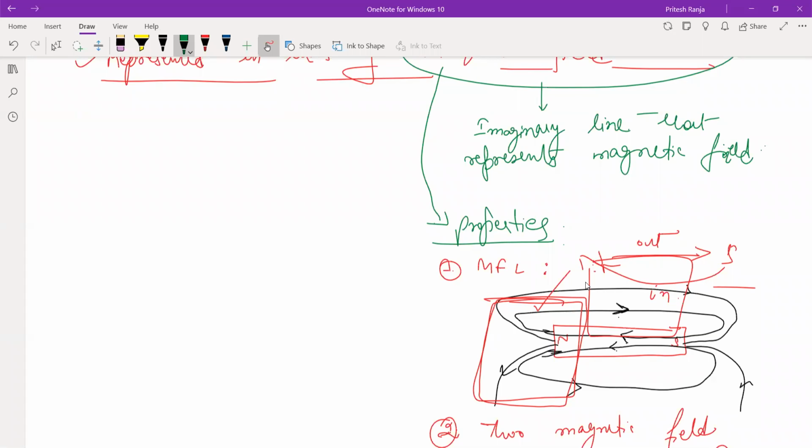Why would it travel? This is not any object which will travel from south to north. Magnetic field line is just indicating that if you keep any magnetic substance, let us say here, then that will experience a force in the direction of magnetic field line.